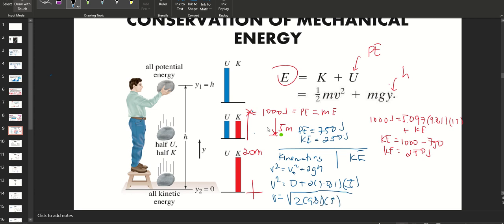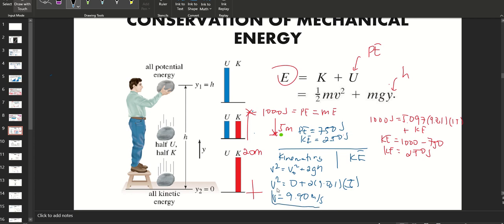So, the velocity at this point, okay, physics is kind of amazing. So, that's 9.90. The velocity of the object at this point is equivalent to 9.90 meters per second. Okay?